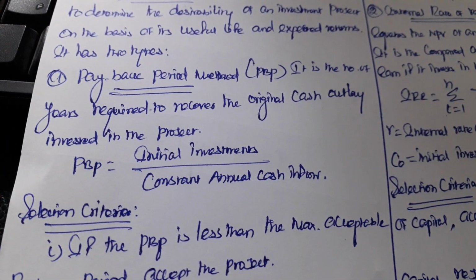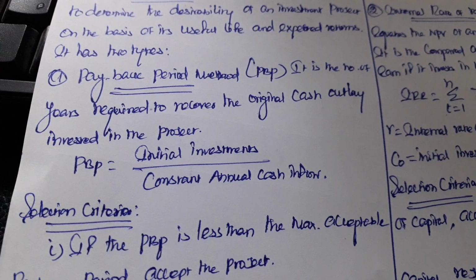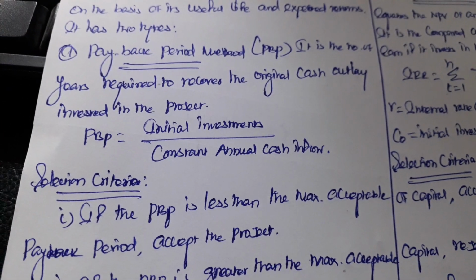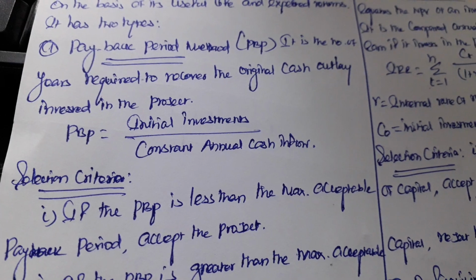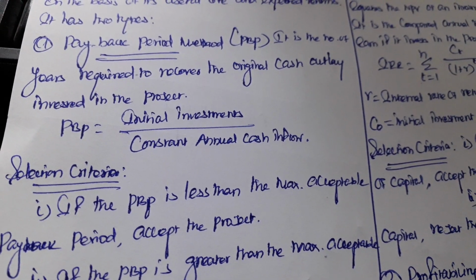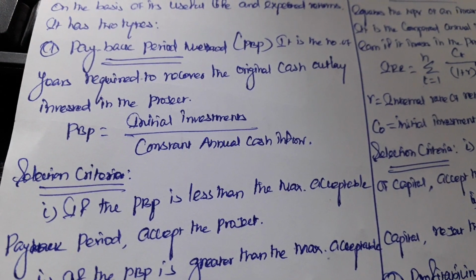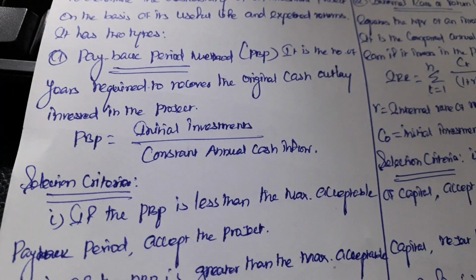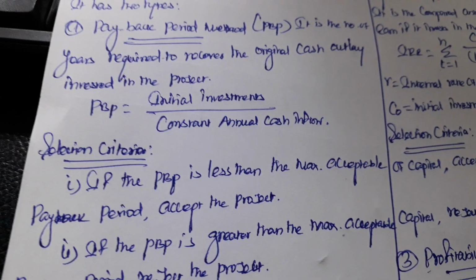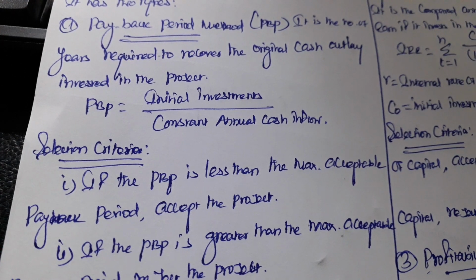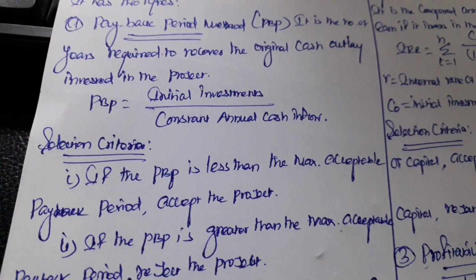To find out the PBP, we have the formula: PBP equals initial investment divided by constant annual cash inflow. Initial investment is what they invested in the project, and then the annual cash inflow. If we divide the initial investment by the constant annual cash inflow, we can get the PBP.